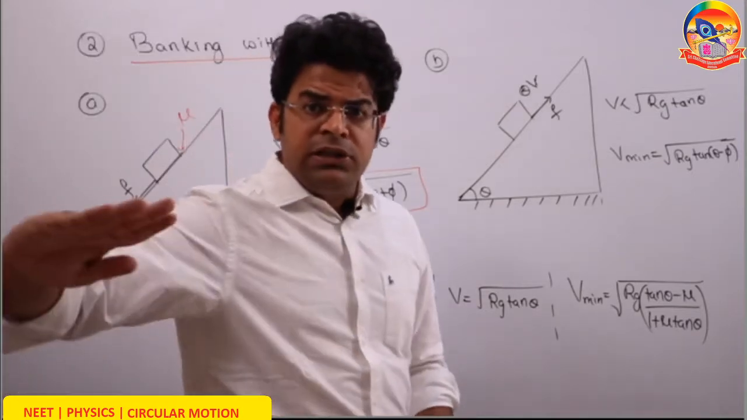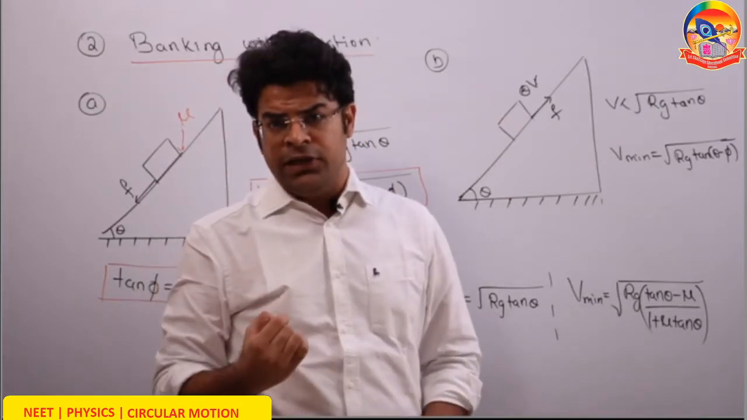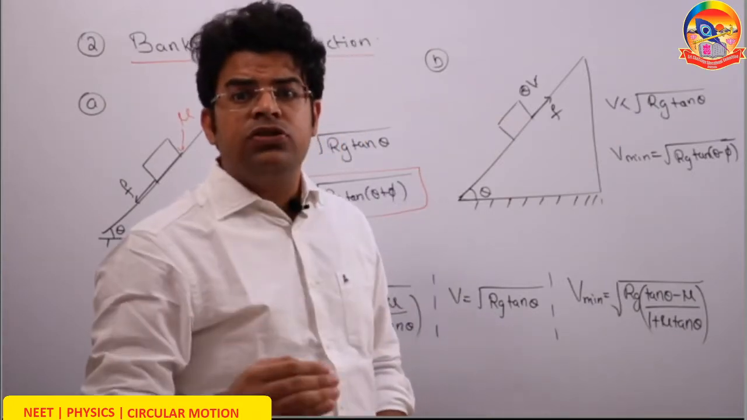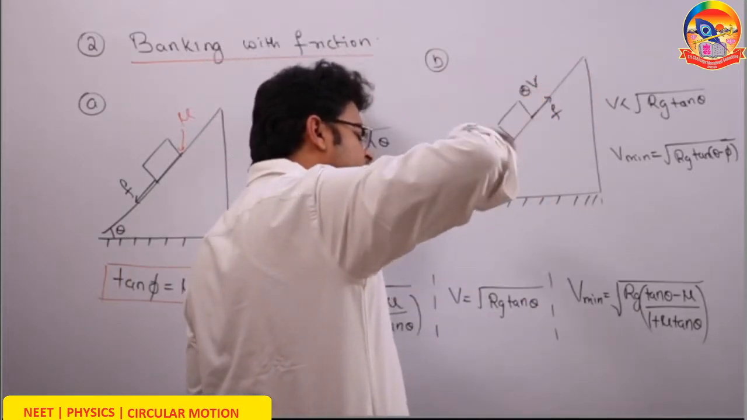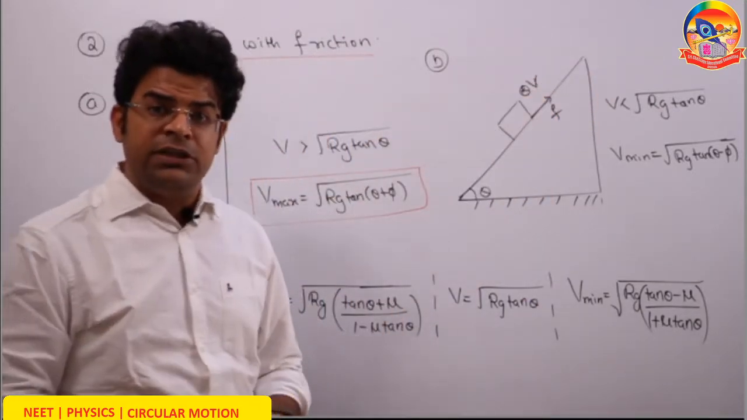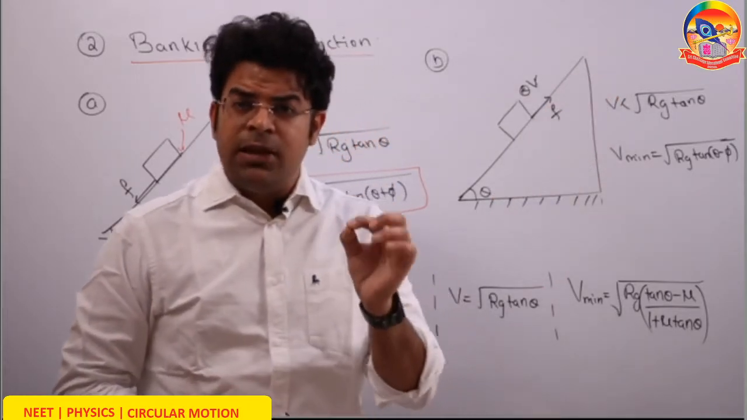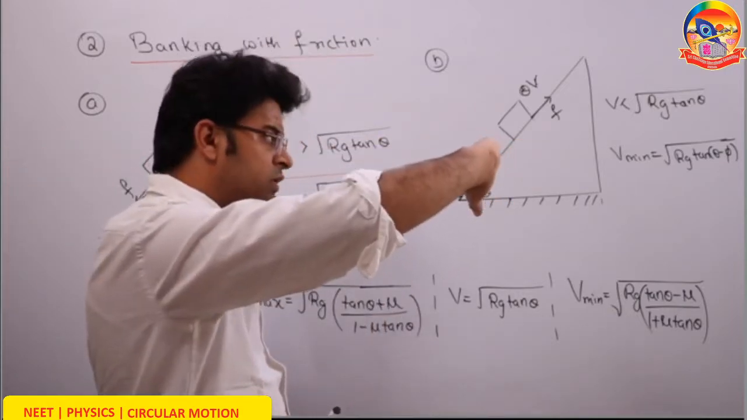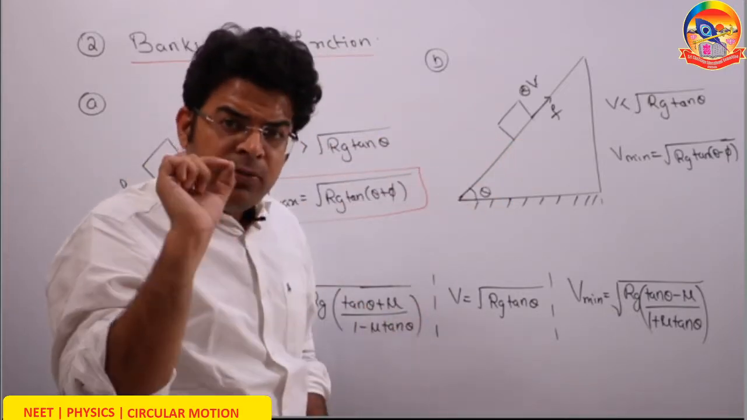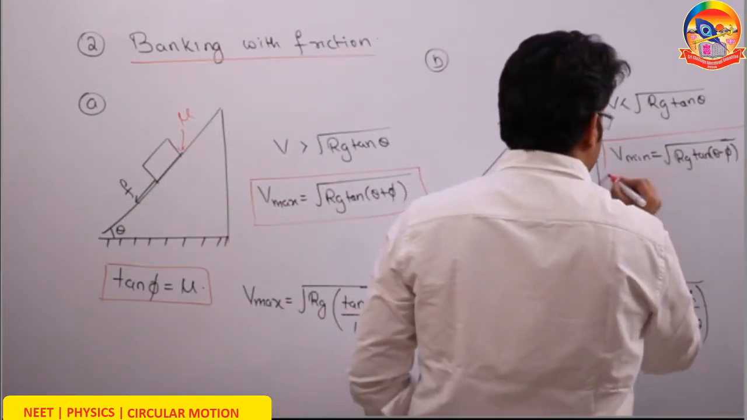If on this curved road, the car moves with a speed less than under root of Rg tan theta, then the car has a tendency to slide inward. Since the car has a tendency to move inward and friction opposes relative motion, friction force acts up the incline. Now in this case, the minimum possible speed with which the car can move so that it does not slide inwards comes out to be equal to under root of Rg tan (theta minus phi).